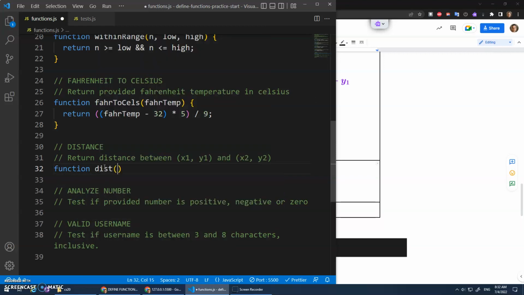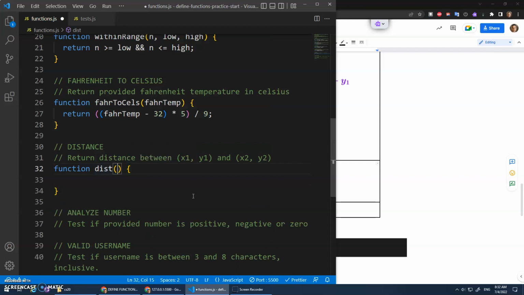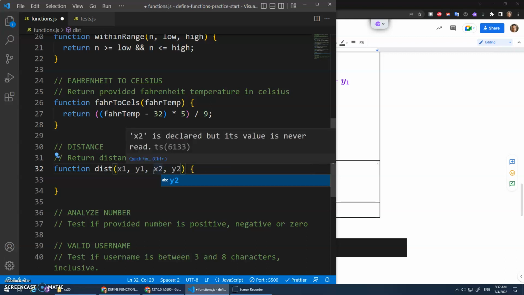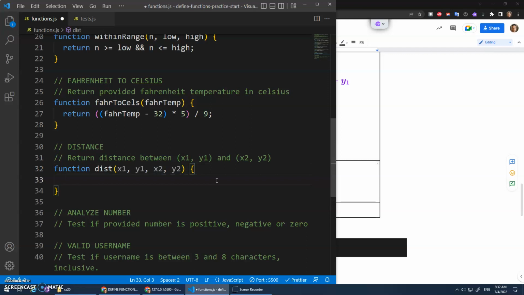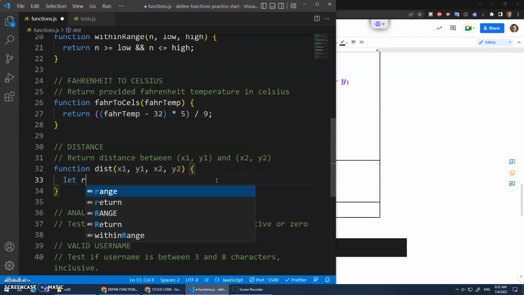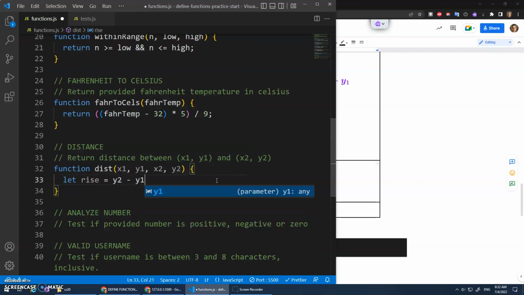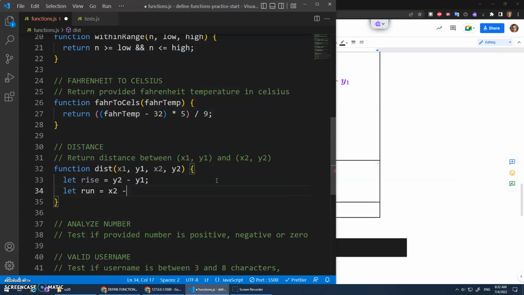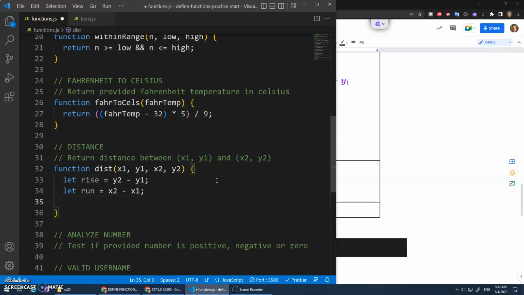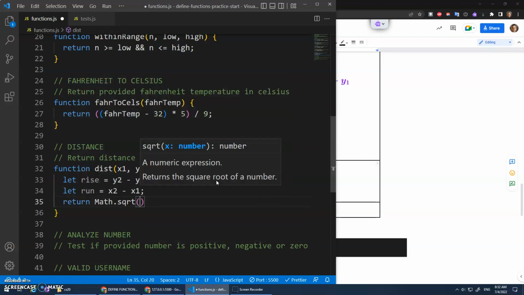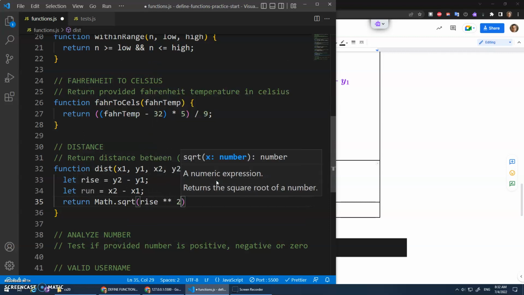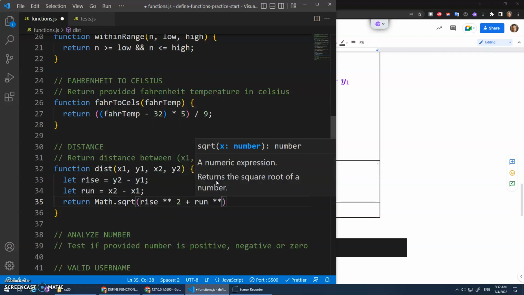So function dist, like so. And then we want an x1, y1, x2, y2. Make sure you don't get the order of these mixed up, because that'll really make things go bad. And what do I want to do here? I'm going to return. I think, well, we could break up. This calculation is a little bit more complex. So we could do something like this. Let rise be assigned y2 minus y1. Let run be assigned x2 minus x1. And then I'm going to return the square root of rise squared plus run squared.